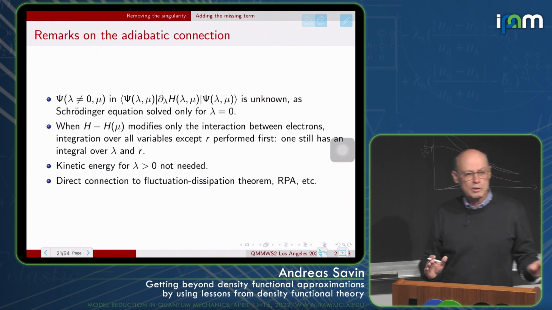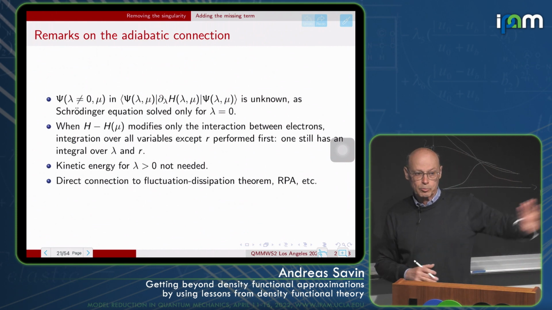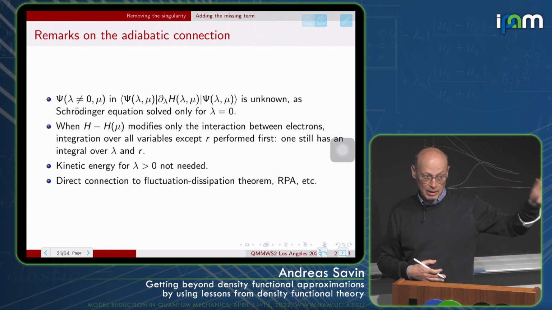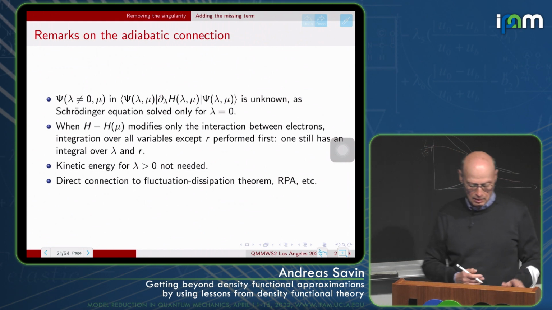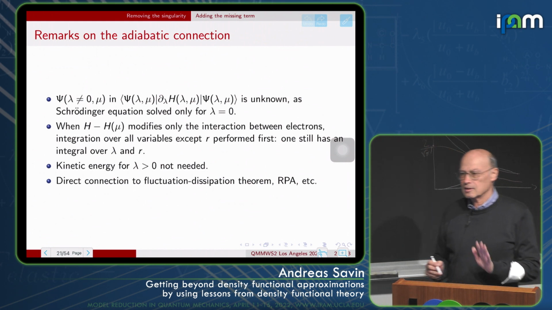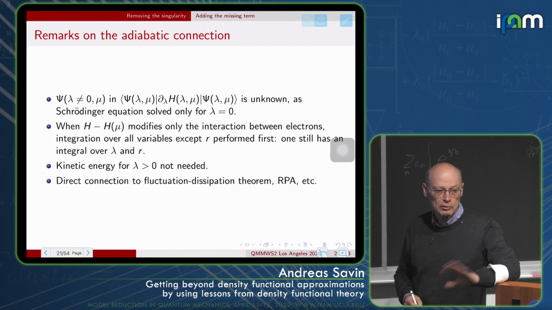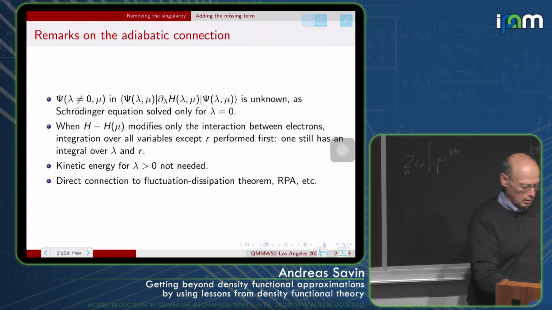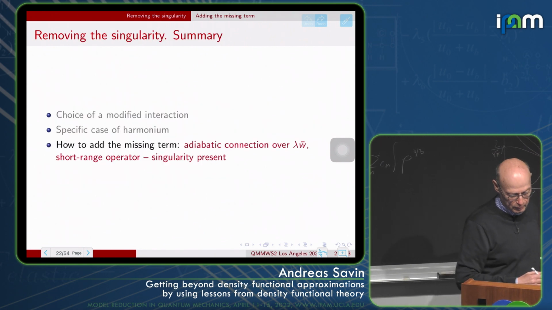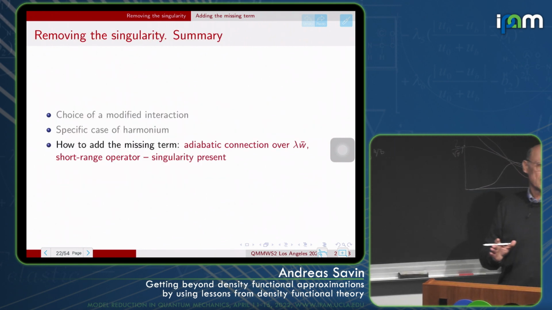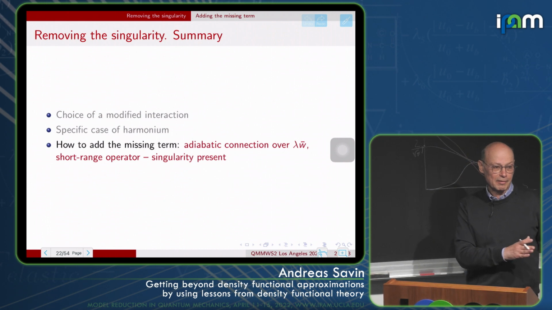You can do the opposite. You can get rid of the interaction, put everything in the kinetic energy or some other operator. There are many tricks that can be done. And the last point, this is directly connected to the fluctuation dissipation theorem, though I don't get into it, but I think it's generally known. So for sure. And now I come to the essential point, how to add what is missing.